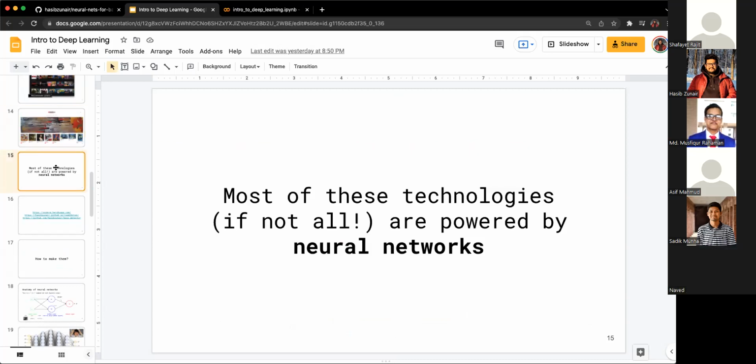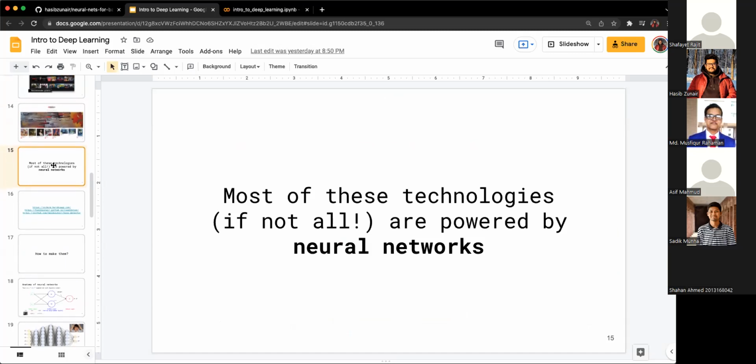So looking at these applications, you can maybe say most of these technologies, if not all, and you can debate this, are powered by neural networks, or maybe only some of them are. Either way, there are a lot of applications you can build with this one single technology.